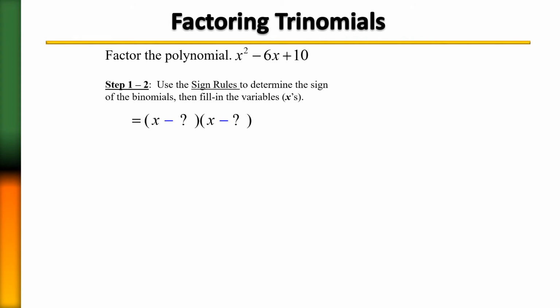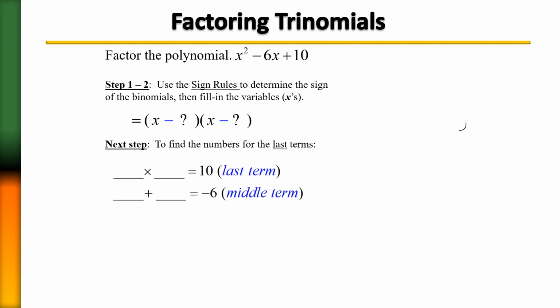And now it's time to determine what numbers are going to go in the binomial. So you always look at the last term. Here, this is a 10. And I look for possibilities. What are two numbers that when we multiply them together will give us 10? Which, by the way, both numbers have to be negative because that's what the sign rule says. So I'm going to go ahead and write those possibilities. These are the possibilities of how you can get a positive 10.